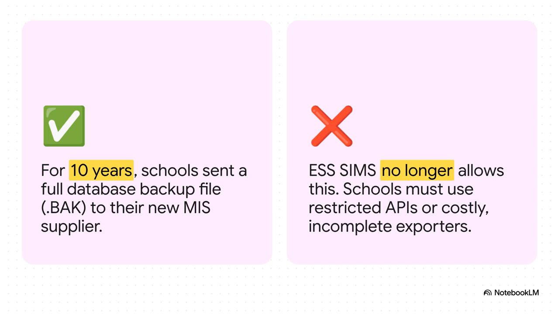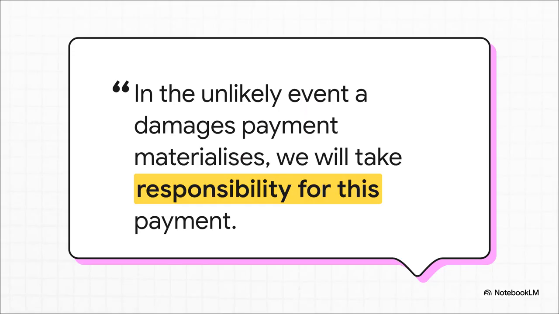But recently, a major supplier, ESS Sims, completely changed the rules. They don't allow this anymore. Now, they're forcing schools to use more restrictive, more expensive, and often incomplete methods. It's made it so much harder for schools to just exercise their right to choose their own systems. And this has sparked a real fight.